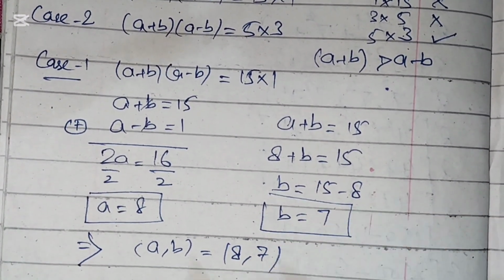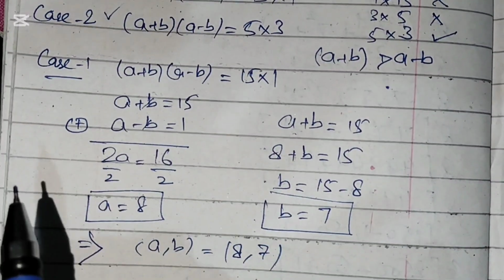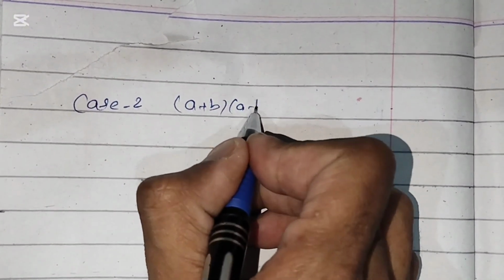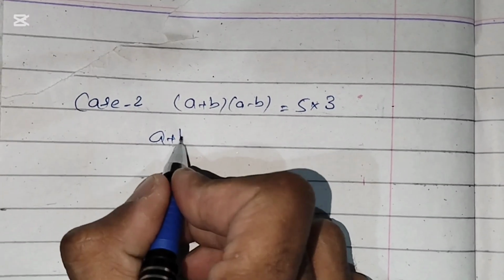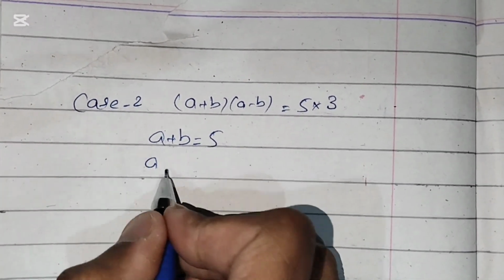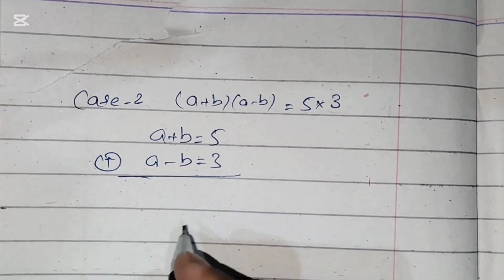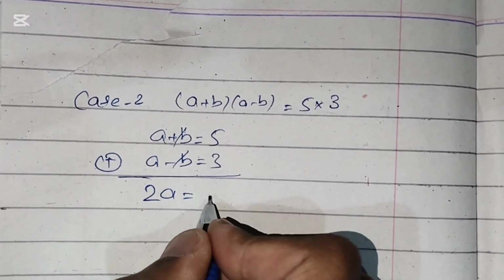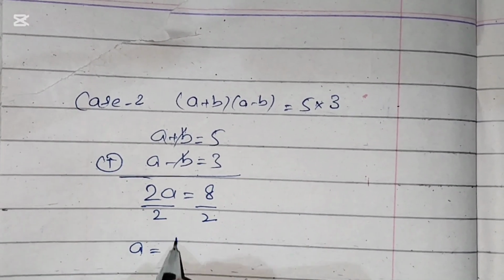Now we will find the value of a and b for the second case. This one: (a plus b)(a minus b) equals 5 times 3. Case 2: a plus b equals 5, a minus b equals 3. Adding both equations, b cancels, 2a equals 5 plus 3, 8. Dividing by 2 on both sides, a equals 4.